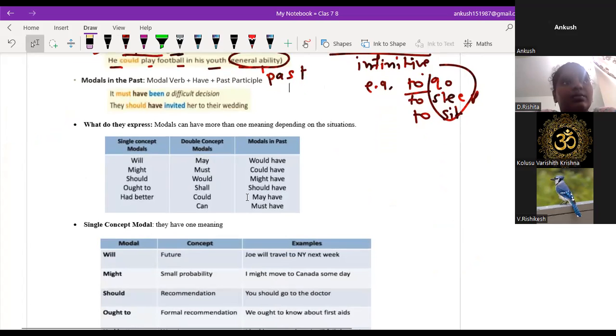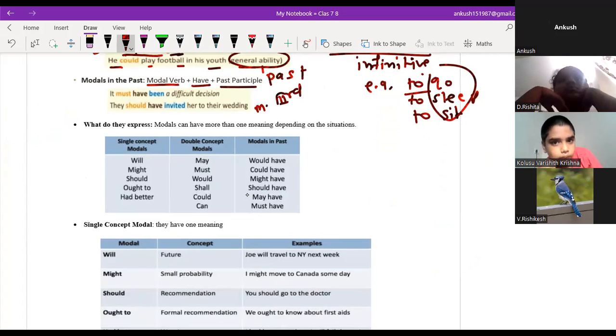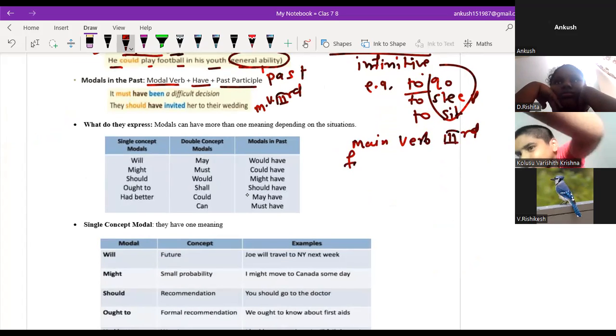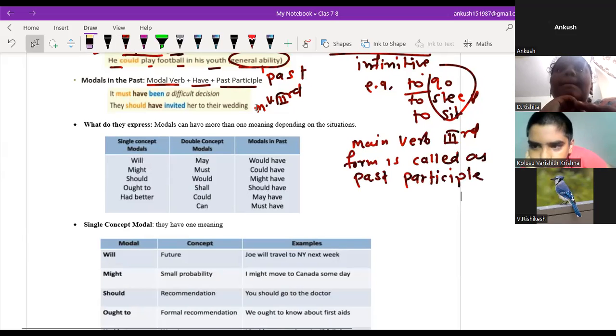Another, modals in past. How can we use them? See, modal verb plus have plus past participle. Past participle means the third form of the main verb. Main verb third form is called as past participle. I'm writing here. Main verb, third form, is called as past participle. What do we call it? Past participle.